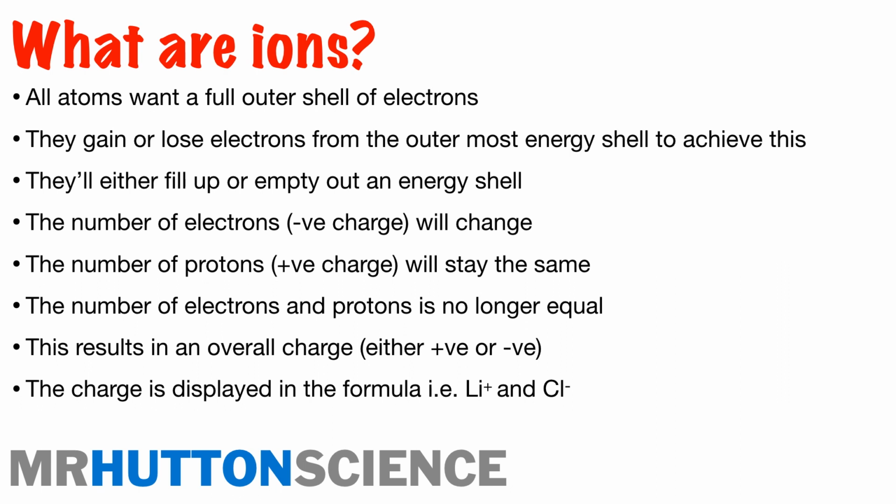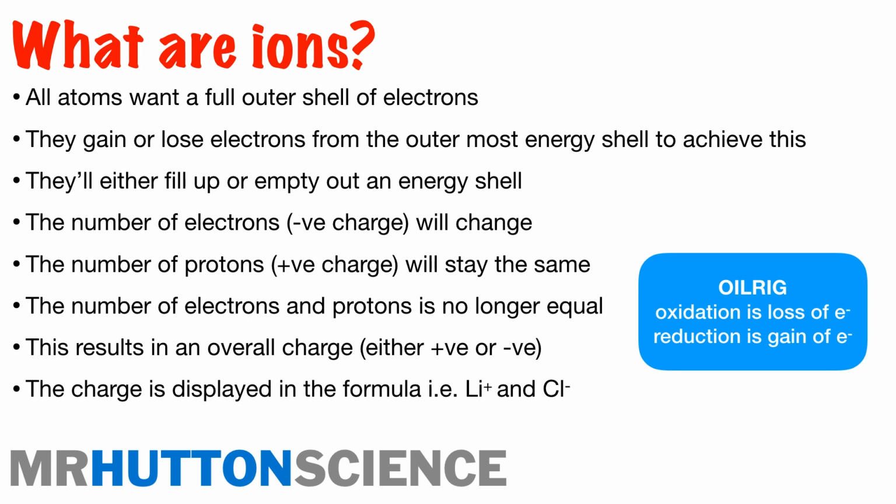Okay, when things are written down with a plus or a minus, that is the indication that they are a charged particle. They are an ion. Right, another thing to be aware of, so this is going to link in with your chemical changes course, okay? So OIL RIG, so oxidation is loss of electrons. So if an atom loses electrons, we can say it's been oxidized. And reduction is gain of electrons. So if an atom gains electrons, we say it's been reduced.